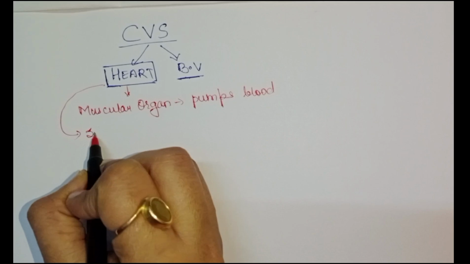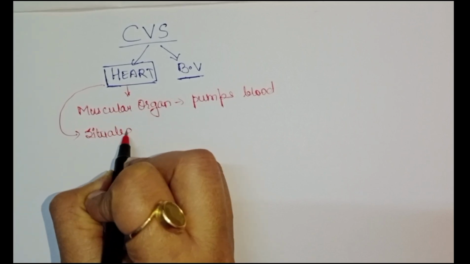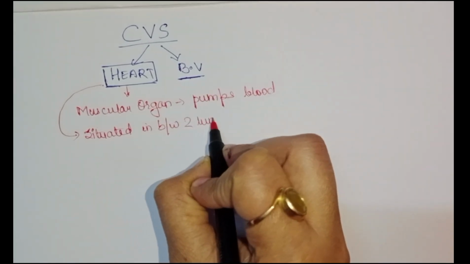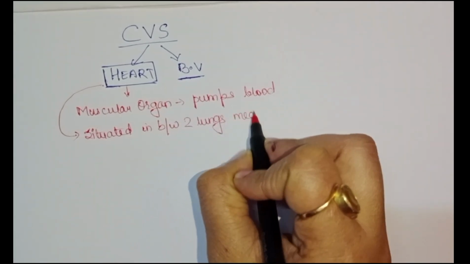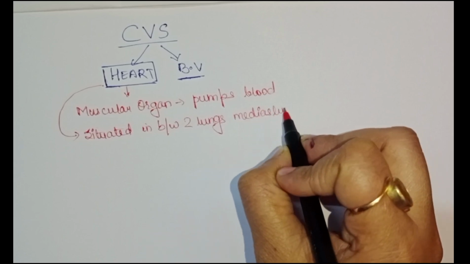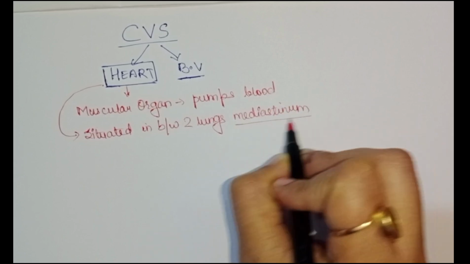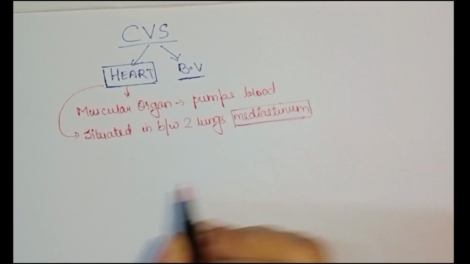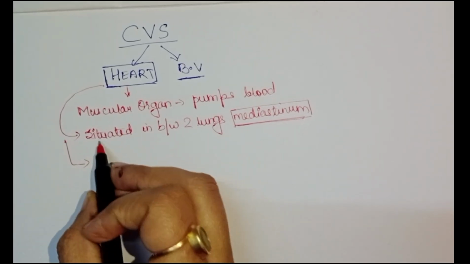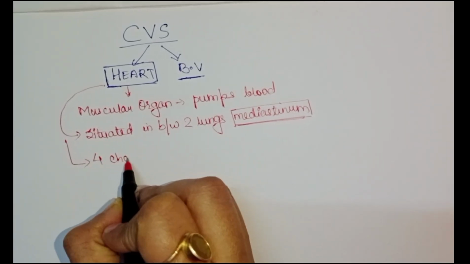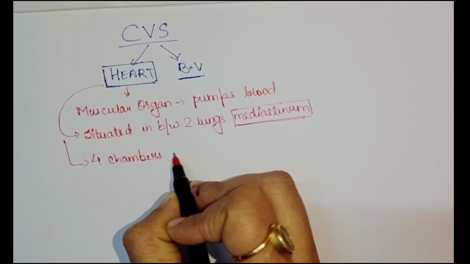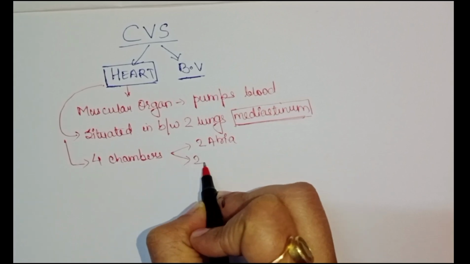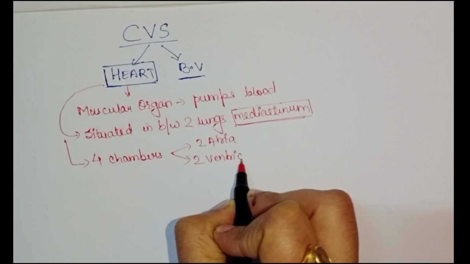The heart is situated in between the two lungs in the mediastinum. So remember the word mediastinum. It is situated between the two lungs in the mediastinum. It is made up of 4 chambers, that is 2 atria and 2 ventricles.